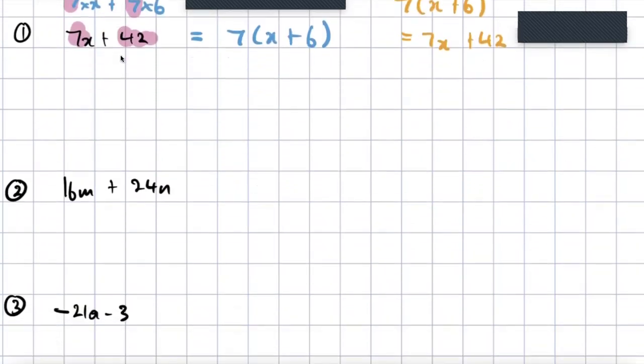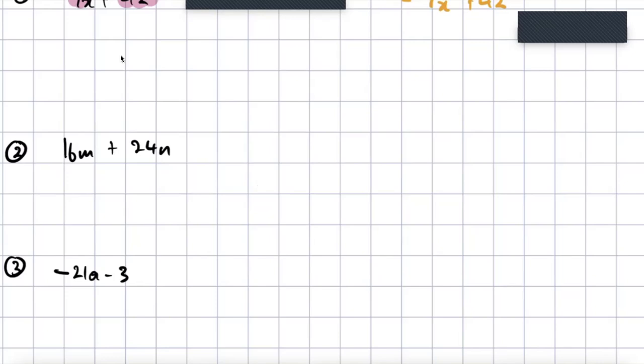Now let's have a look at question 2. What you're looking for here in relation to question 2 is a common factor. I look at both the numbers and letters separately. So I'll look at the number 16, I'll look at the number 24, and I'll notice that there are a couple of different numbers that go into 16 and 24. For example, the factors of 16 include 2, 4, 8, and 16.